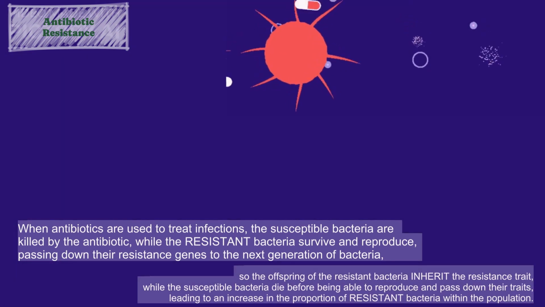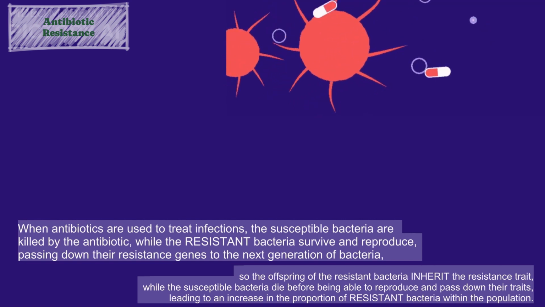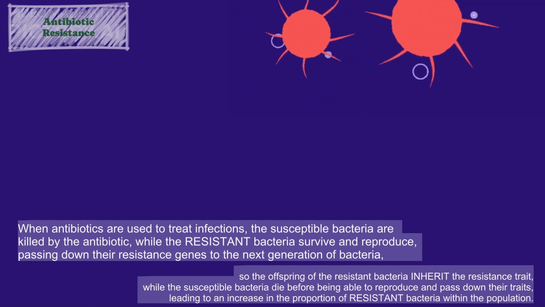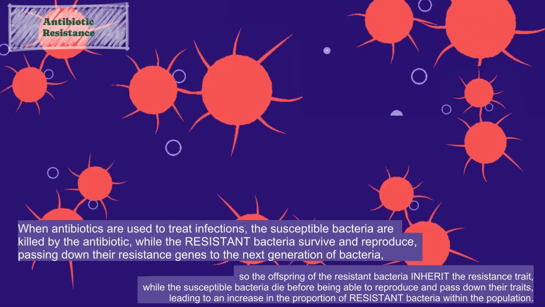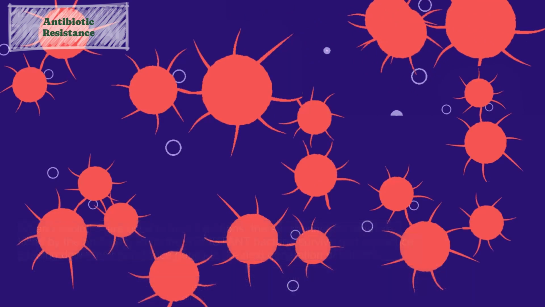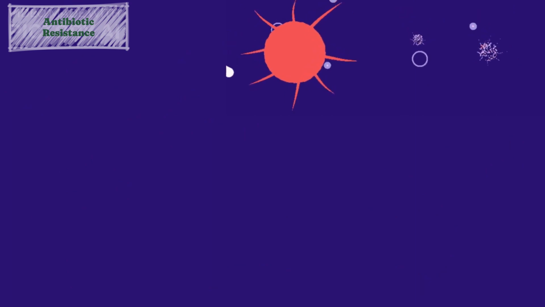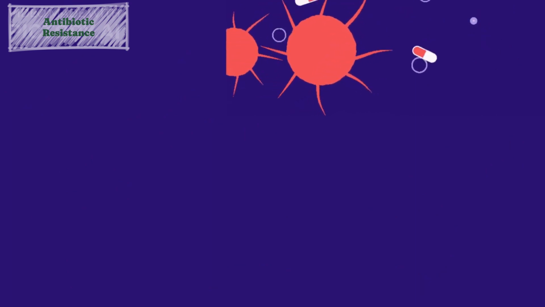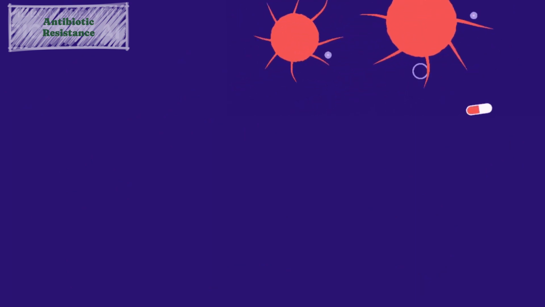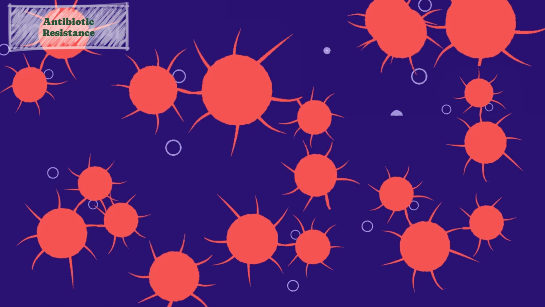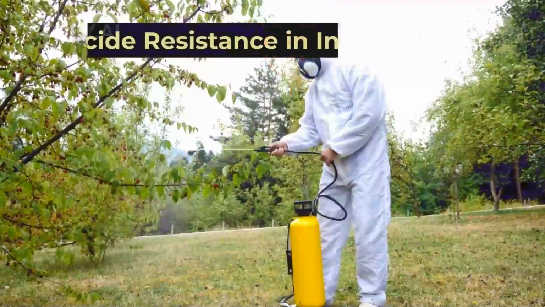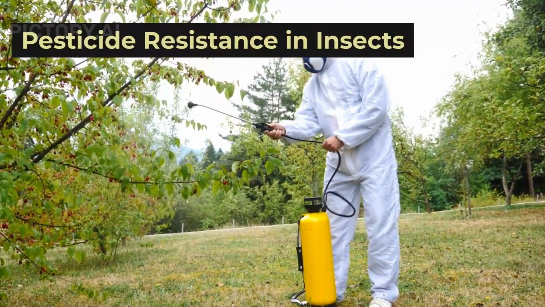The offspring of the resistant bacteria inherit the resistance trait, leading to an increase in the proportion of resistant bacteria within the population. Make sense? Natural selection favors the survival and reproduction of individuals with antibiotic resistance, leading to the evolution of antibiotic-resistant bacterial populations. Make sense? Let's move on to our example with pesticide resistance in insects.